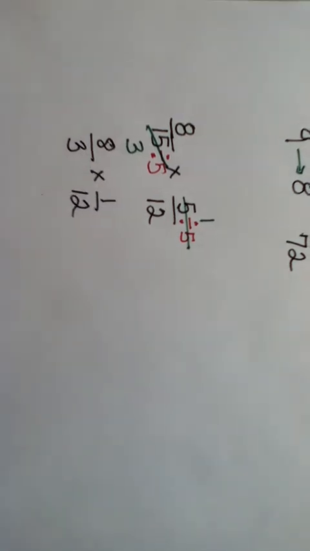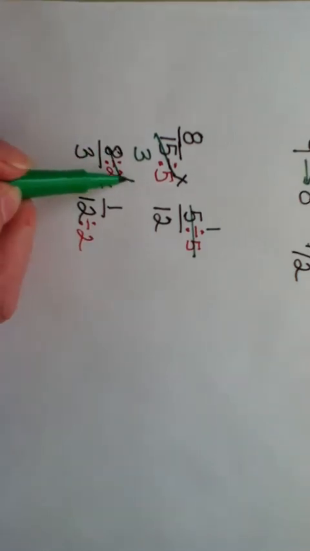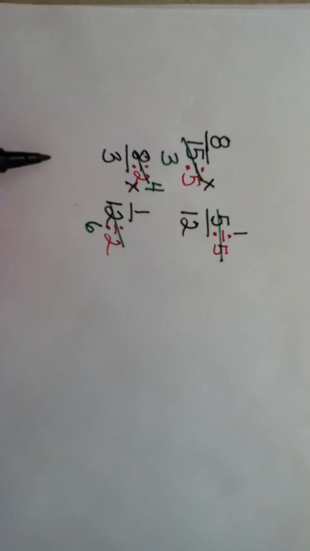And we repeat that process. Do we see anything on the top and on the bottom that can both be divided by the same number? What about the 8 and the 12? Can we divide them by the same number? Well, I can divide them both by 2. So 8 divided by 2 is 4. 12 divided by 2 is 6. And now my problem has become 4 over 3 times 1 over 6.